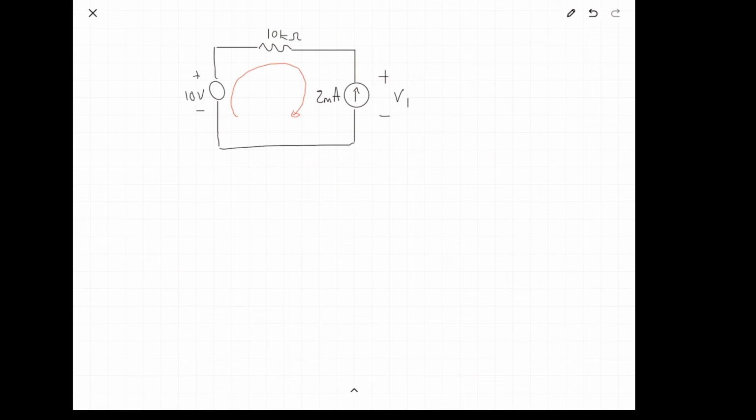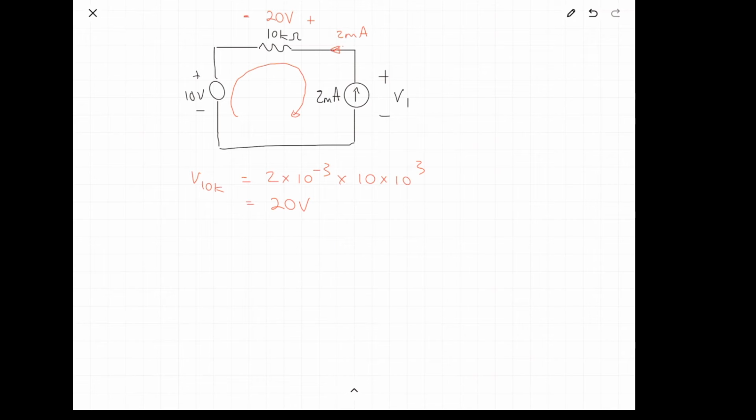Now, our actual current is going that way. So we have 2 milliamps flowing in this direction through that resistor. So that means this is going to be the positive end of the resistor. This is going to be the negative end of the resistor. And the voltage across the resistor, I'm just going to write V 10K, equals 2 times 10 to the minus 3 times 10 times 10 to the 3, which is going to be 20 volts, with the plus being on the right-hand side.